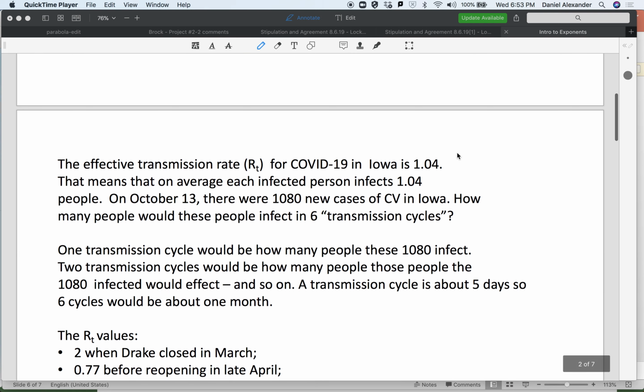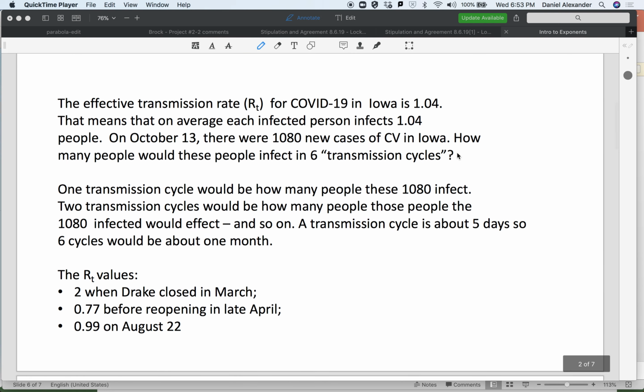Okay. Next question. The effective transmission rate, called R sub t, for COVID-19 in Iowa is 1.04. That means that on average, each infected person infects 1.04 people. That's what the transmission rate is right now. So, October 13. On October 13, there were 1,080 new cases of COVID in Iowa.